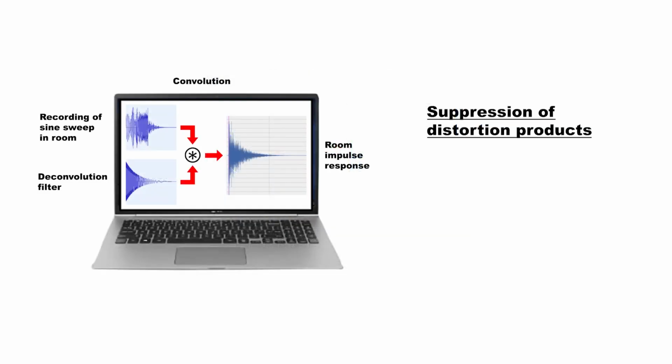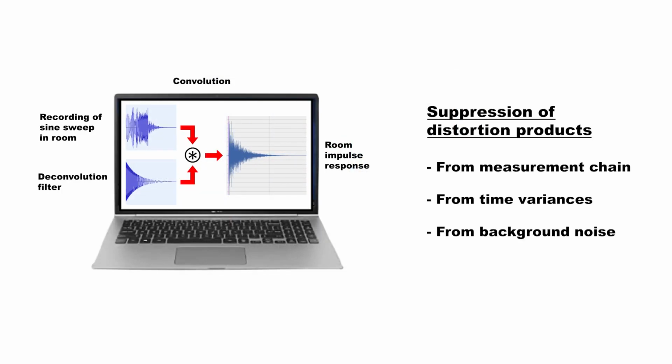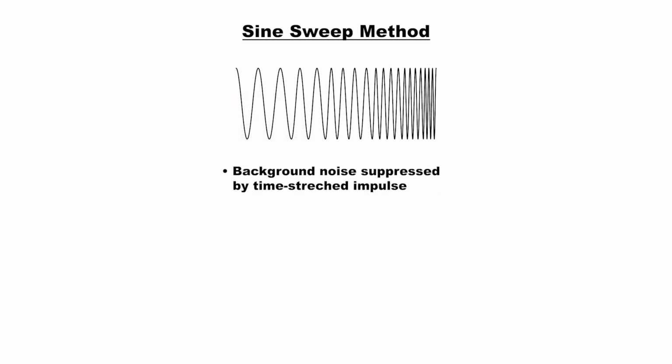This process is really good at suppressing distortion products, whether that is due to distortion in the measurement chain or due to time variances in background noise. This could be turbulence in the room, people walking, or similar. To sum up, the background noise is suppressed by using a time stretch impulse because you get more acoustic power in the signal. Instead of one, you play thousands of samples. And the distortion is suppressed by the deconvolution method. Thereby, you have a really clean signal and accurate measurements.